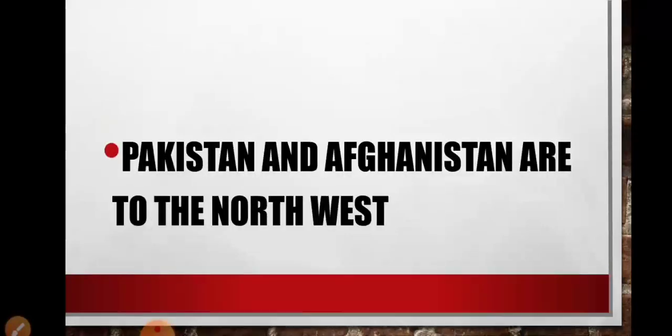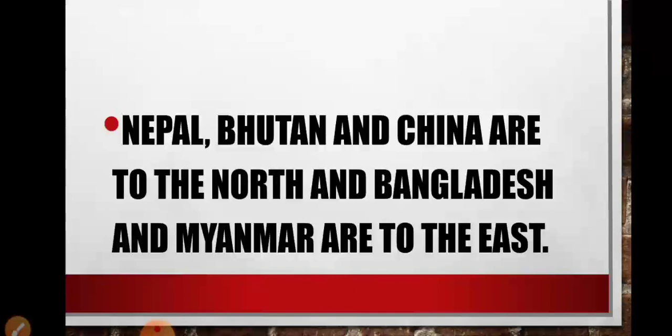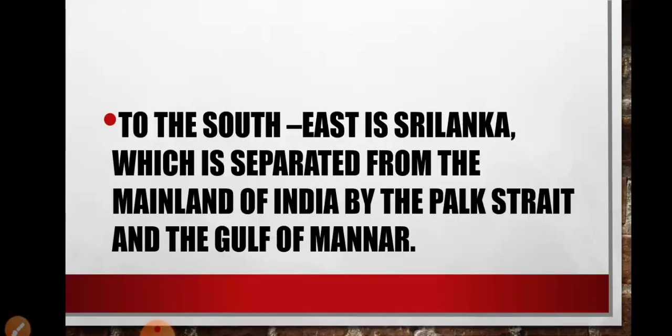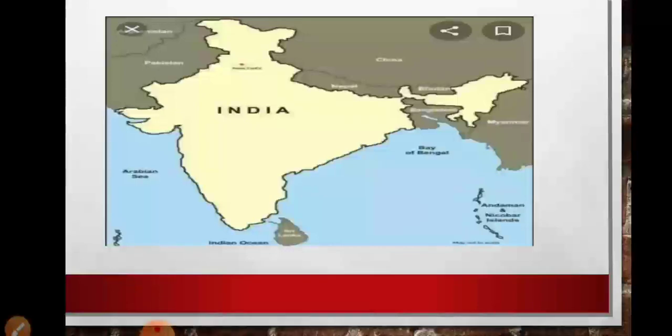And in the second point what we discussed, Pakistan and Afghanistan are to the northwest. Next we discussed, Nepal, Bhutan and China are to the north and Bangladesh and Myanmar are to the east. This is the second point children. And lastly, to the southeast is Sri Lanka. This Sri Lanka is separated from the mainland of India by the Pak Strait and the Gulf of Mannar. Okay, so map wise also we understood that. So 7 neighboring countries are there and these 7 neighboring countries are in different directions children.